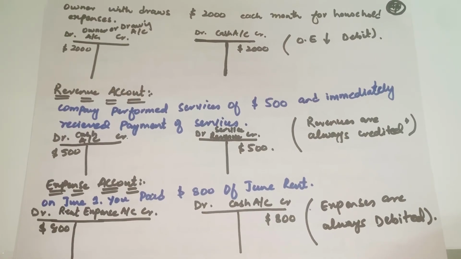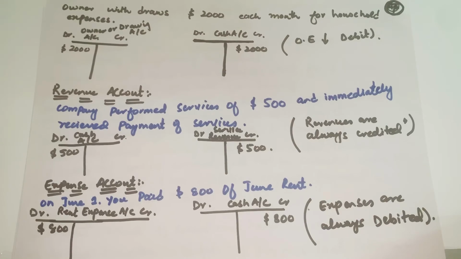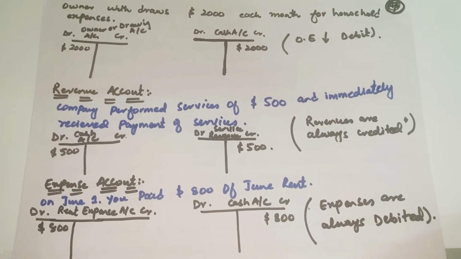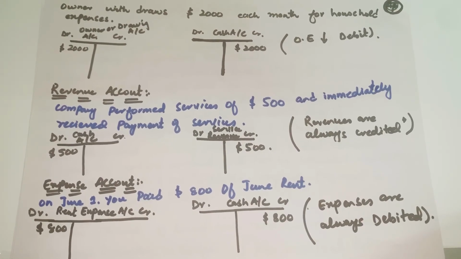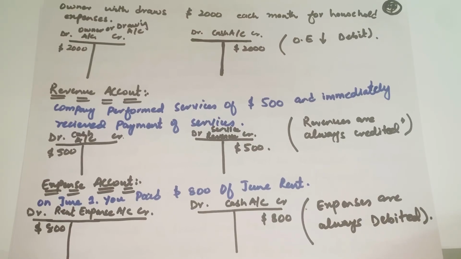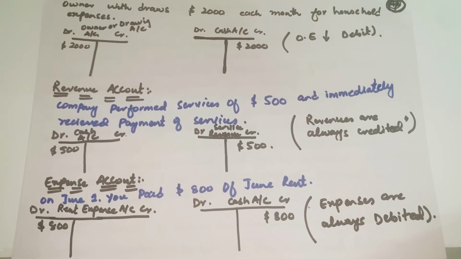So whenever you have a transaction related to the revenue, you will always credit your revenues, and when you have a transaction related to the expenses, you will always debit your expenses.